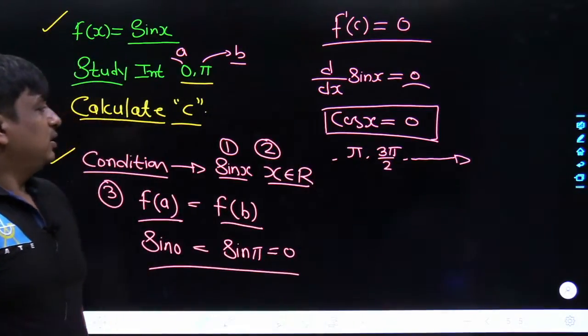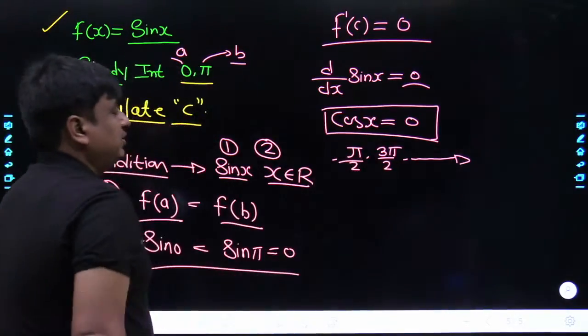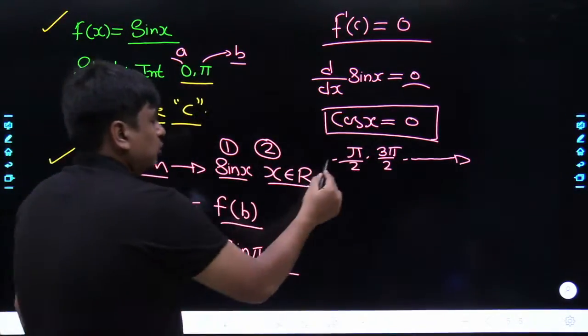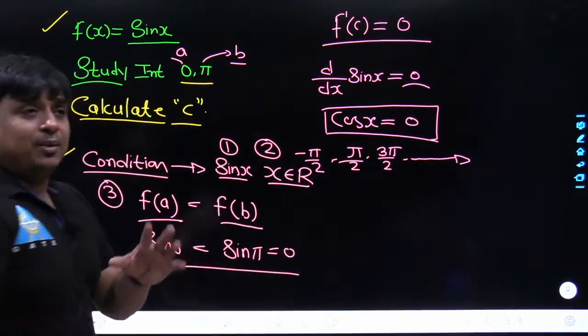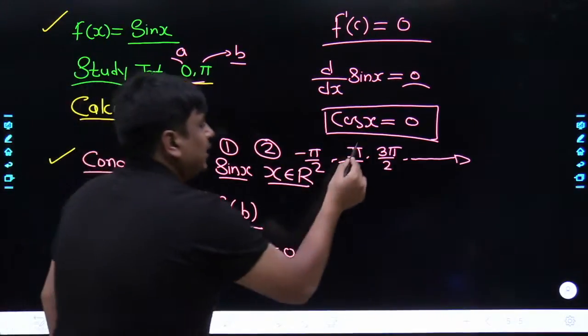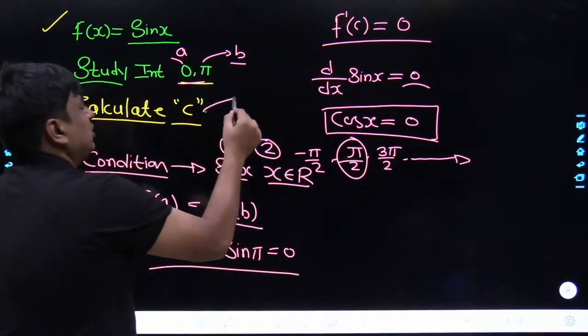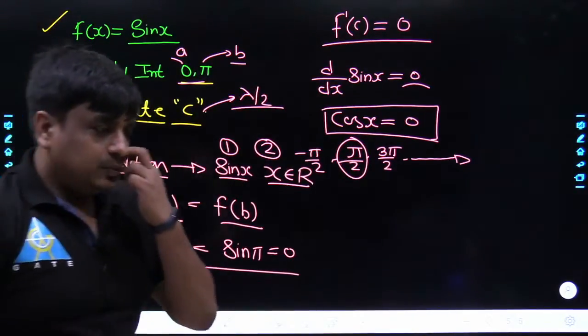Is the part clear? Just a minute. It's pi by 2. Is the part clear? And even it will go towards minus pi by 2. So I need to pick the data which comes in between the open interval of 0 comma pi. So definitely the answer is going to be pi by 2. So as far as the answer for this problem is concerned, it's simply going to be pi by 2.